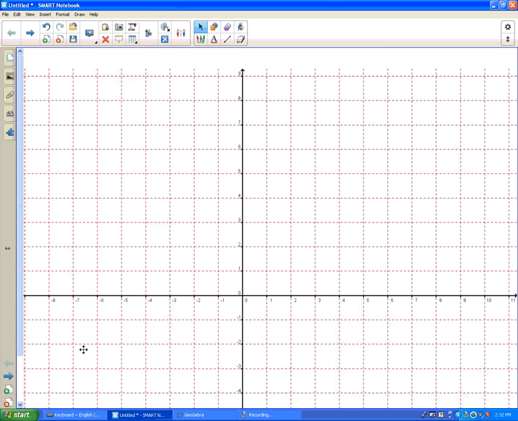Okay, here we go. A little help for the math posse that I've got. Let's talk today about finding the equation for horizontal pieces, for vertical pieces, and then for slanted pieces. So first, let me draw a horizontal piece on here.